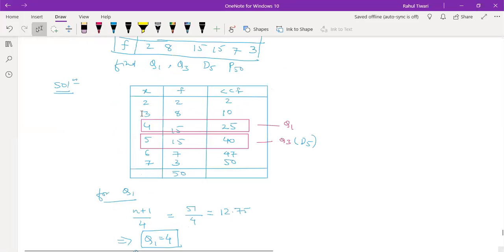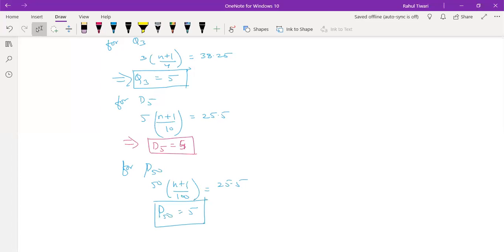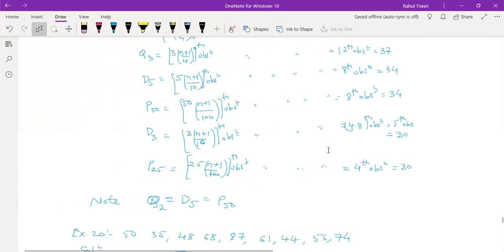What about the next one? Can you calculate P50 similarly? Yes. For P50, what would that be? 50 times (n plus 1) by 100. I think it is going to be the same, 25.5. Therefore, P50 is going to be 5 only. Just calculate and then we'll go to the next part, which is quartiles for grouped data.